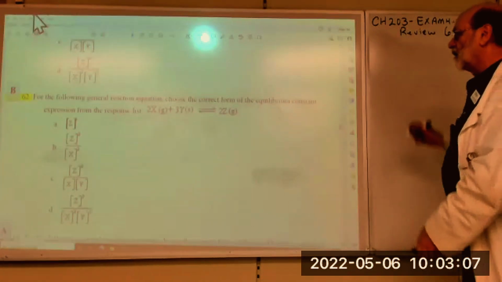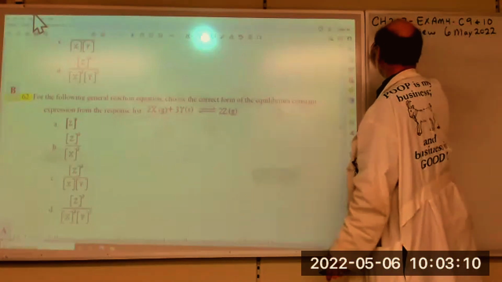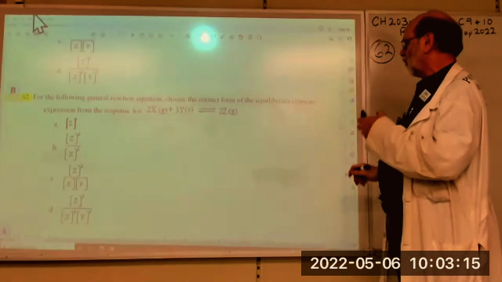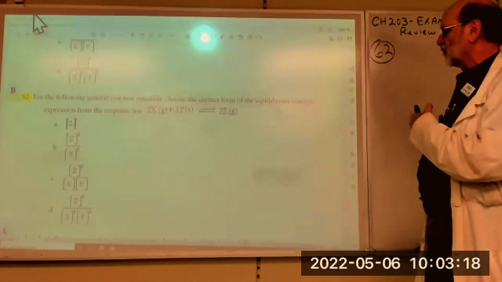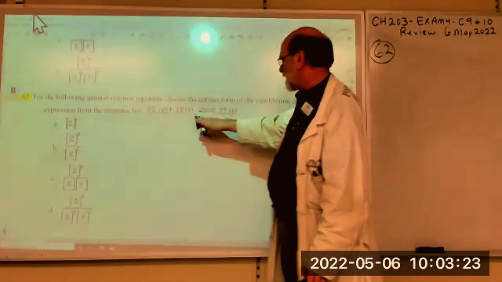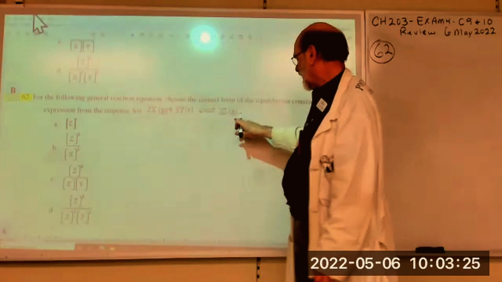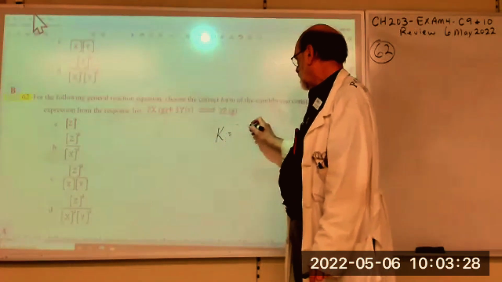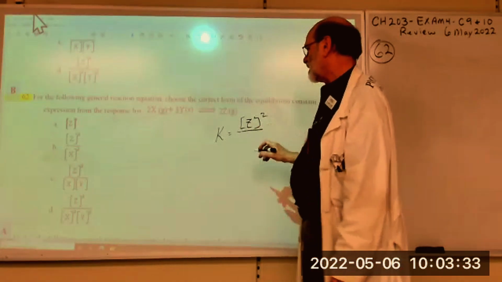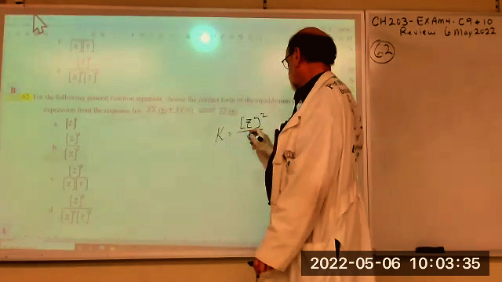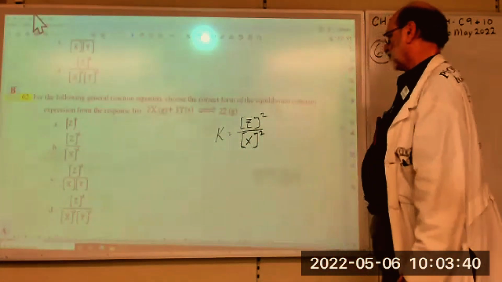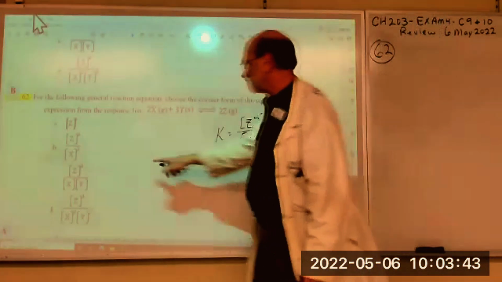Yeah. Okay, 62. For the following general reaction, choose the correct form of the equilibrium constant expression from the response list. Okay, so we've got a solid here, so that one's not going to be part. We're only going to have this one on top. Concentration of Z squared divided by concentration of X squared. Here it is, B.